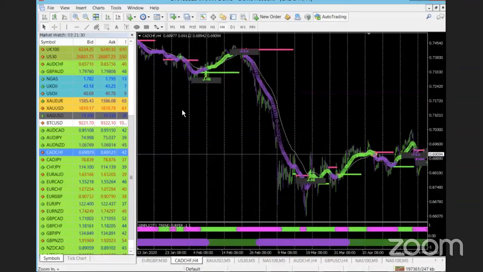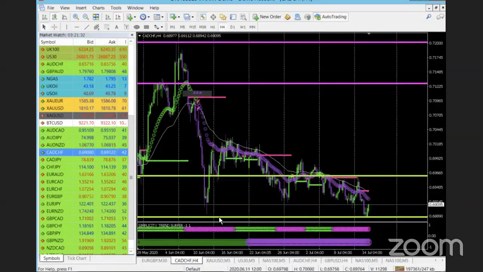Ooh, 4-hour time frame. So let's go back in. We rejected off of this previous point. So that's a strong area of rejection, right? That would be kind of like the double bottom.